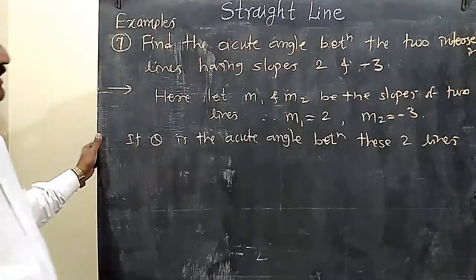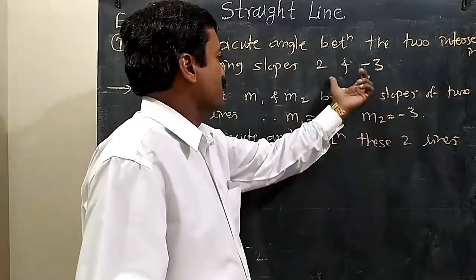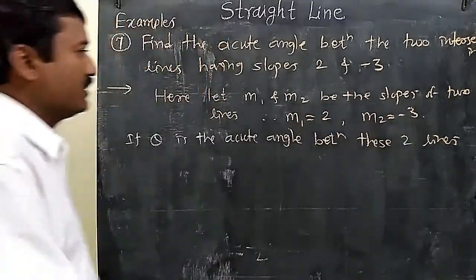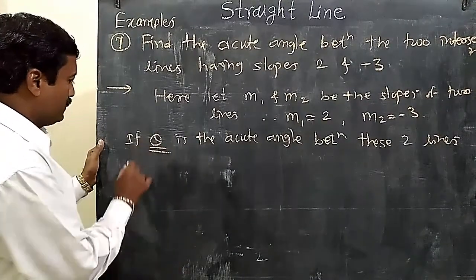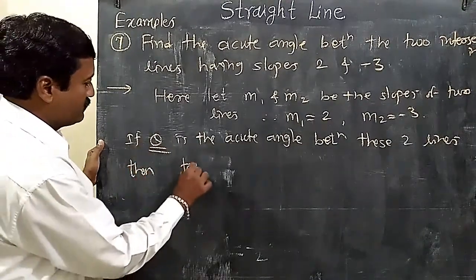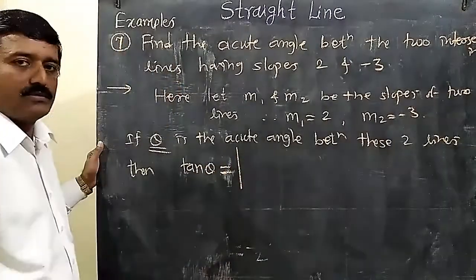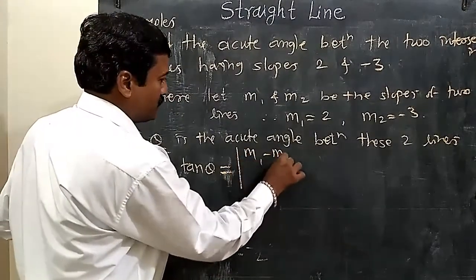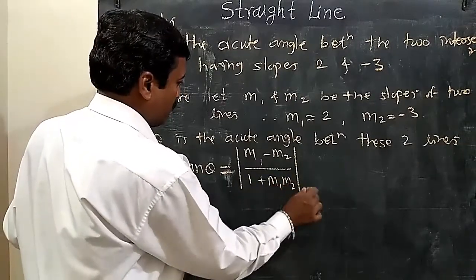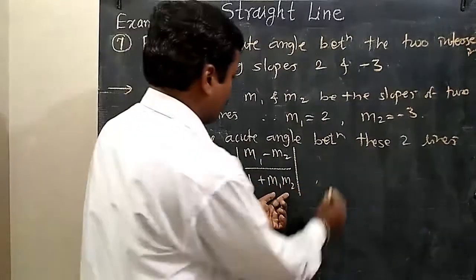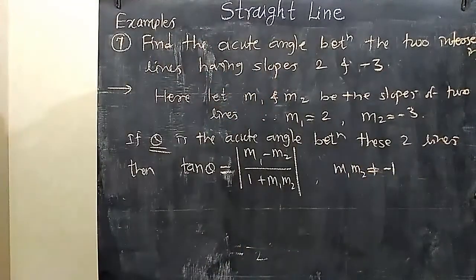initially what to do? Here numbers are given which are slopes of two lines, 2 and -3. For that, take the two slopes with their general symbols M1 and M2. Here theta is the acute angle between these two lines. Then you know the formula, tan theta is equal to, what is that formula? It is nothing but the modulus of M1 minus M2 upon 1 plus M1 M2. Obviously, for this formula, the condition is M1 M2 should not be equal to -1.